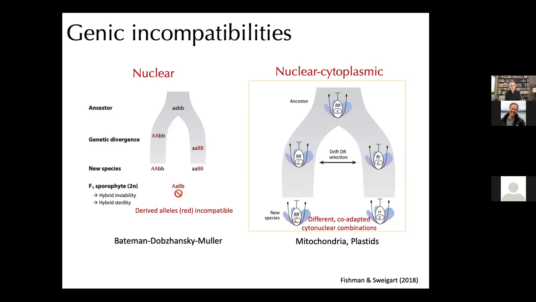And on the right, you have little r, and little c. And those, if they cross, might not create combinations that work well because the nuclear genes do not interact well with the plastid or mitochondrial genes. So this is a possibility, especially in plants. It's more so perhaps in plants than other organisms because there are two cytoplasmic organelles, both mitochondria and chloroplasts.